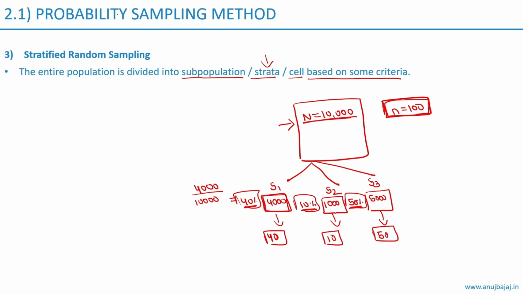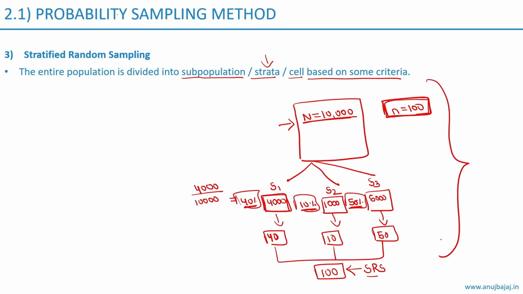The observations drawn from each strata follow a simple random sampling technique. That is, each observation is drawn in a random manner such that each observation has an equal chance of getting selected. When all these samples are pooled together, we get our total sample size of 100. And this is referred to as a stratified random sample. And the entire process is referred to as stratified random sampling.